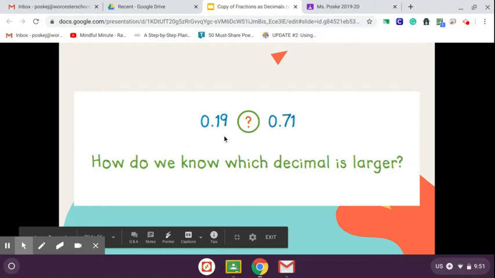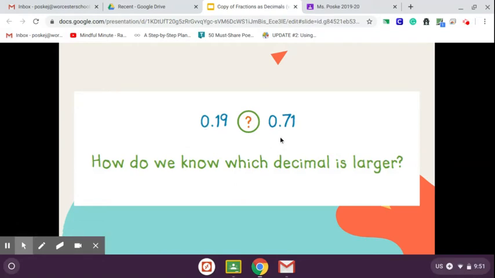Okay, let's take a look at the digits. 0 and 0 are the same. 1 and 7. Okay, 7 is larger than 1. 7 is greater than 1, so our sign is going to go this way. 19 is less than 71, so 0.19, 19 hundredths, is less than 71 hundredths. 71 hundredths is greater, it is larger, because of that strategy I just showed you.